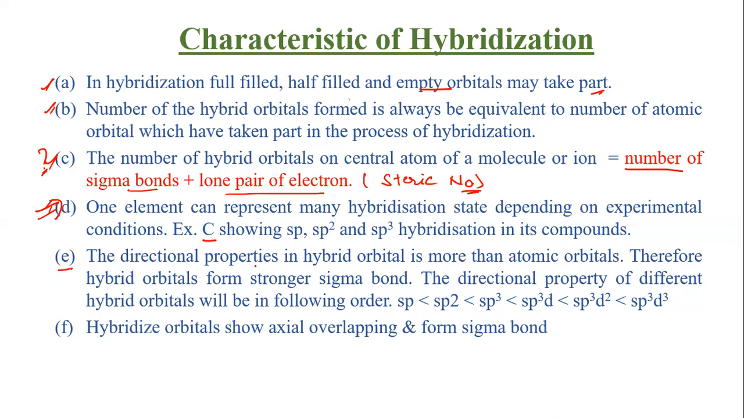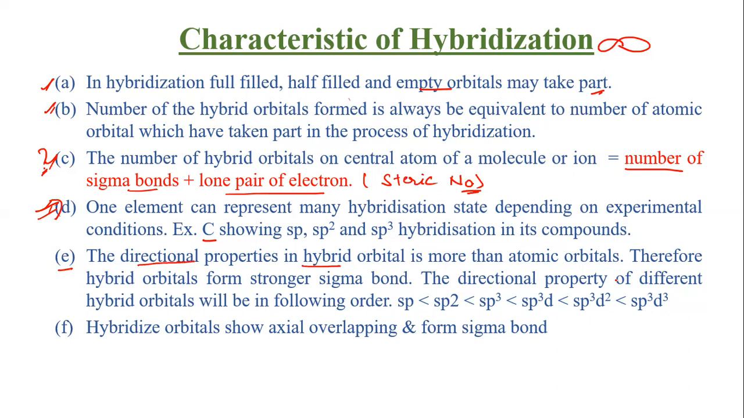The directional property of hybrid orbitals is more than that of atomic orbitals. The hybrid orbital is more directional, and therefore hybrid orbitals form stronger sigma bonds. If you remember, a p orbital has a directional property, meaning they are going to combine in a particular direction, and overlapping will take place in that particular direction. So the more the directional property, the stronger the sigma bond is. Hybrid orbitals have more directional property, so they are going to form stronger sigma bonds than the normal unhybridized atomic orbitals.